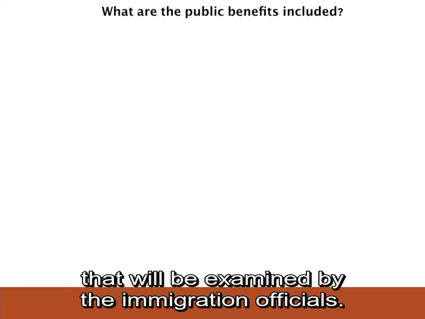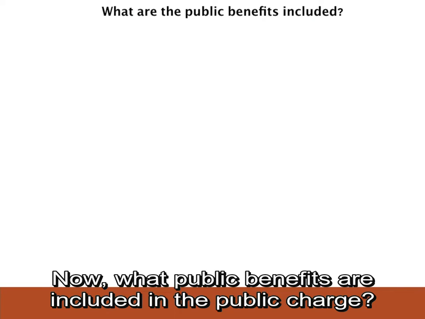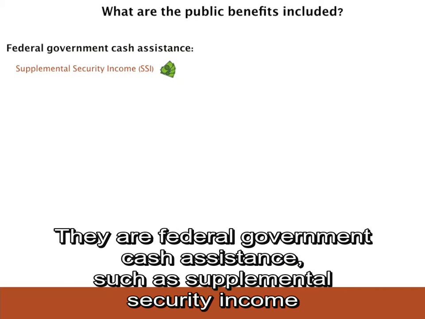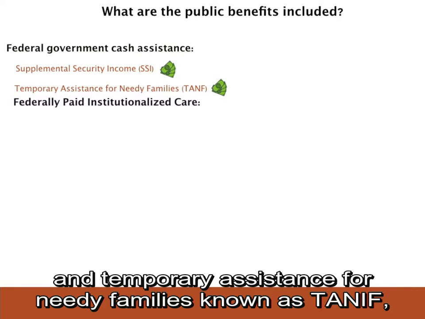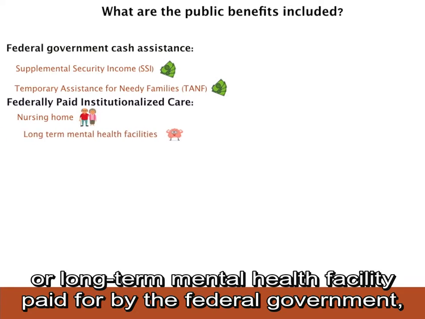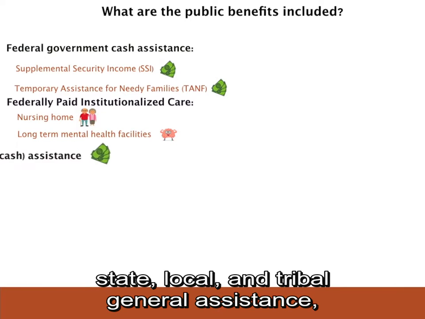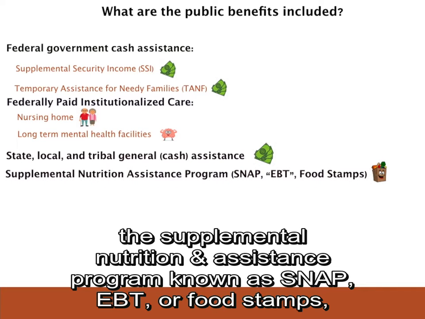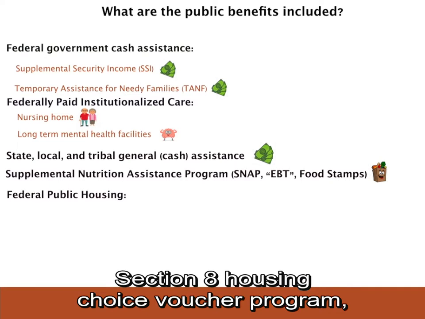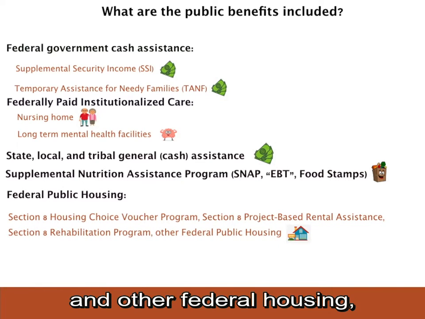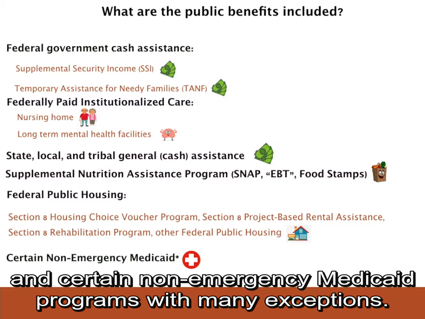Now, what public benefits are included in the public charge? There are a set of specific public benefit programs that are included in the public charge. They are federal government cash assistance, such as Supplemental Security Income and Temporary Assistance for Needy Families, known as TANF, federally paid institutionalized care, such as nursing home or long-term mental health facility paid for by the federal government, state, local, and tribal general assistance, the Supplemental Nutrition Assistance Program, known as SNAP, EBT, or food stamps, Section 8 Housing Choice Voucher Program, Section 8 Project-Based Rental Assistance, Section 8 Rehabilitation Program, and other federal housing, and certain non-emergency Medicaid programs, with many exceptions.